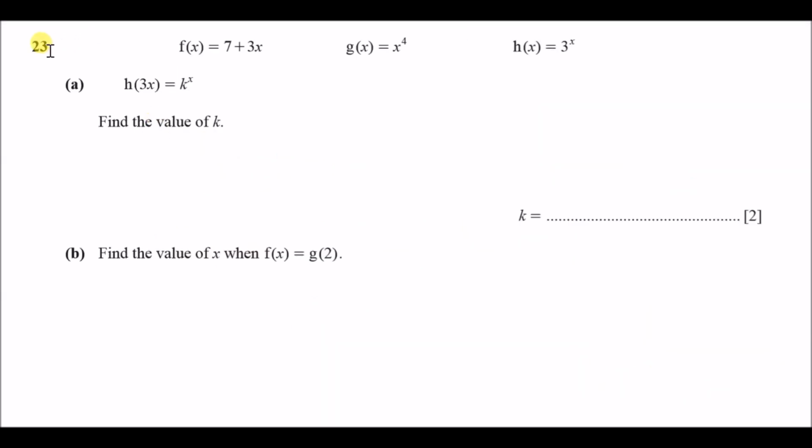Okay guys, final question of the paper. So number 23. We're given three different functions f, g, and h with their own expressions. Now they tell us that h at the point of 3x, so when you replace x with 3x, you get k to the power x.